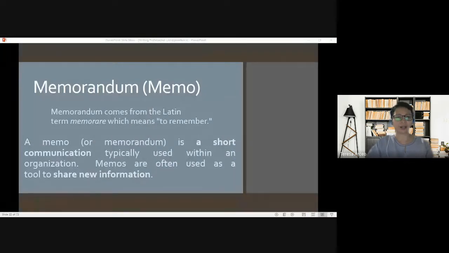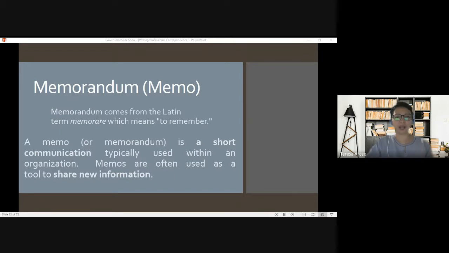Memos are often used as a tool to share information. The chief function of a memo is to record information of immediate importance and interest, such as announcing a company policy, alerting readers to a problem or deadline, reminding readers about a meeting, and so on.